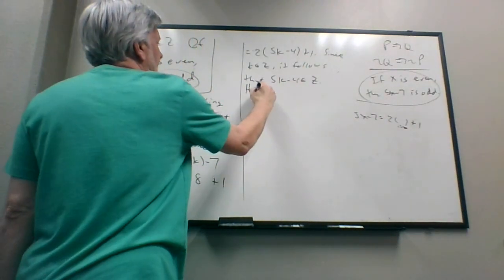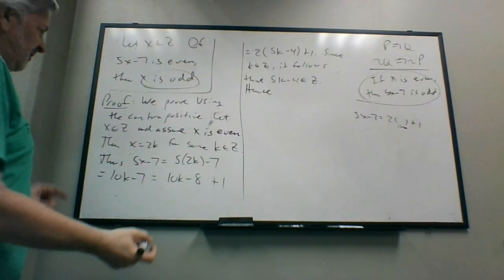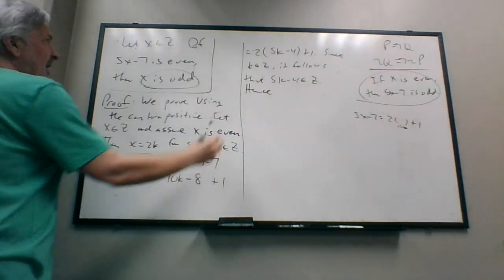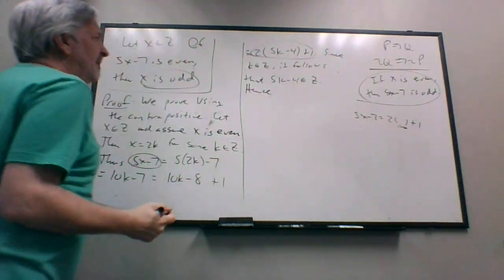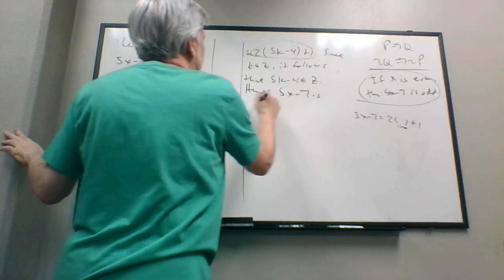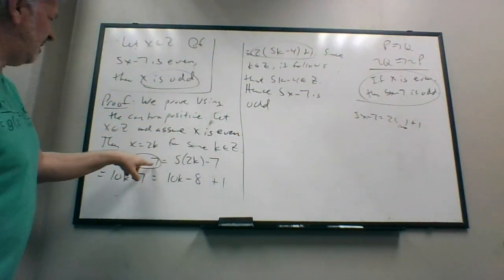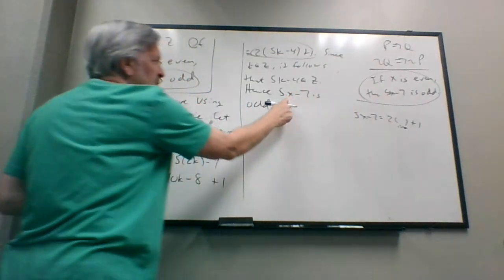hence, and again, when mathematicians write things in a string, they want you to say that, notice that is equal to that. And so what did we just show? 5x minus 7 is odd. Don't write that this is odd, because that's not the point, right? You're trying to show that 5x minus 7 is odd, so you should say it.